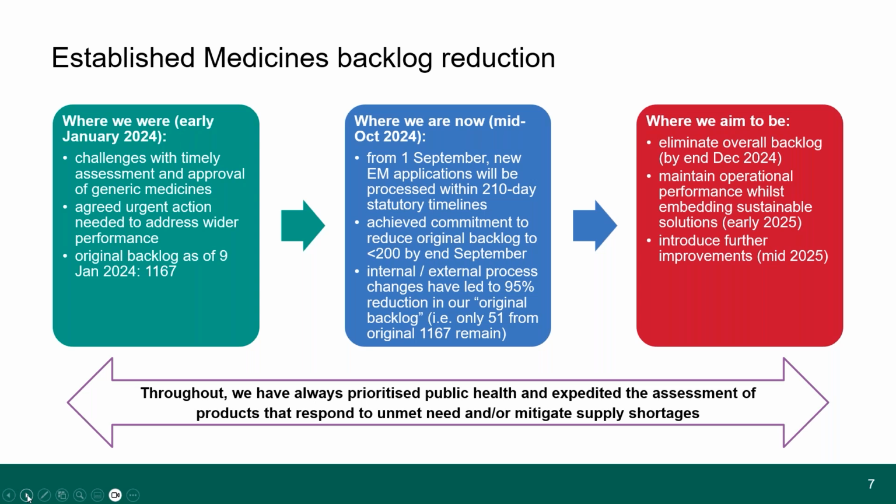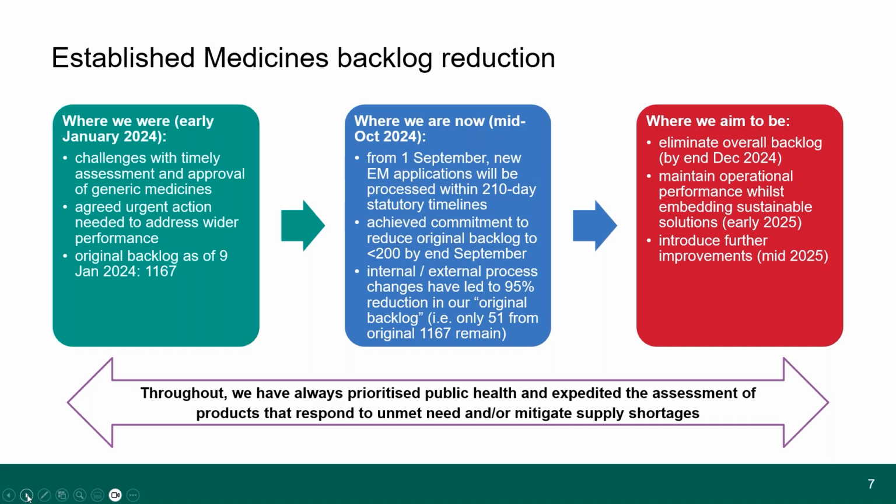So moving on to where we are now, we have come an awful long way. We're very proud of what we have achieved so far, but we also know that there's still an awful lot to do. So you'll see from the bottom bullet there of the blue box that we have reduced that original backlog that was 1,167 down to, it'll say 51 on that slide because this was prepared a few weeks ago, but actually that now sits at 44. So that's a really significant reduction, well over 95% of applications that were in backlog. That has been achieved by both the implementation of internal and external process changes, which I will also come to.